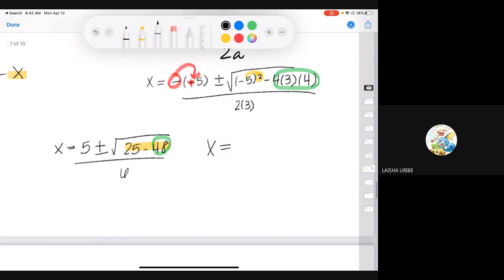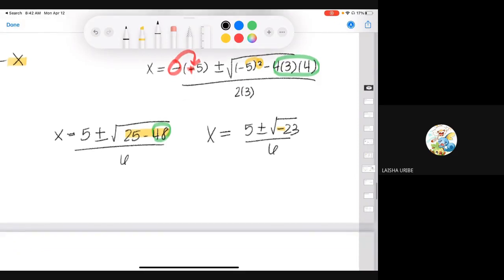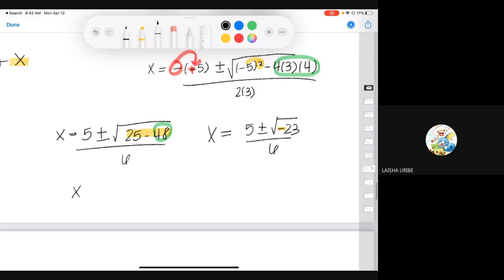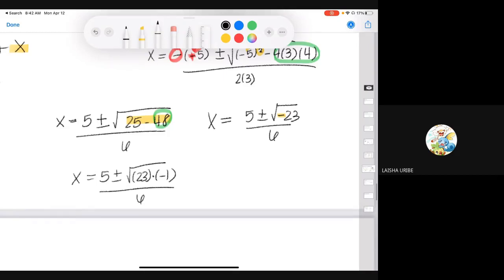x is equal to... so there is my simplified equation. Well, what I notice here is that I actually have a negative in here. And so because of that, I'm going to take out the imaginary. Basically what I mean by that is I'm going to do 23 times -1. The negative 23 doesn't have a perfect square root, so I'm not going to mess with that. But that -1, I know that I can put my imaginary number I.